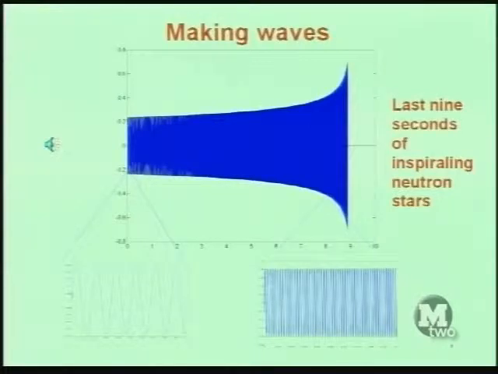If we have a gravitational wave detector, we might hope to see a gravitational wave that looks something like this. This is what's known as a chirp from the last 9 seconds, in this case, of an in-spiraling neutron star binary system. I'll play what it sounds like for you.